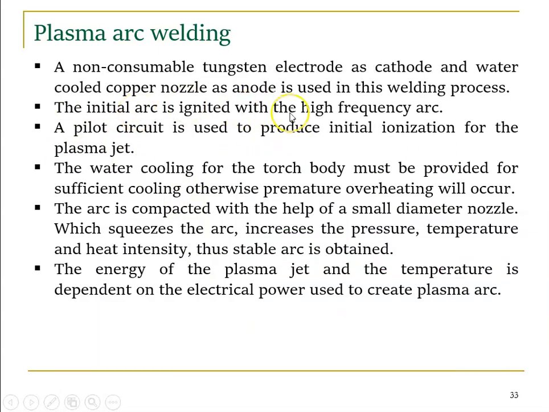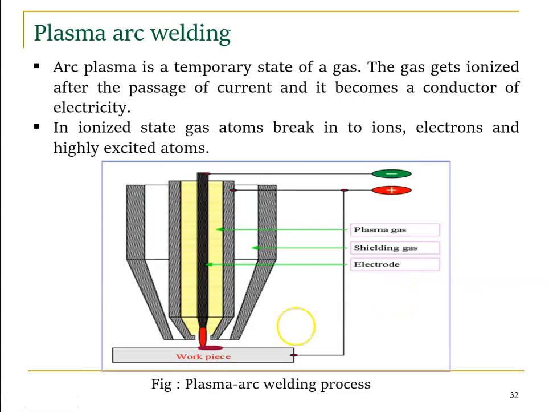The initial arc is ignited with a high frequency arc. A pilot circuit is used to produce initial ionization for the plasma jet. The water cooling for the torch body must be provided for sufficient cooling, otherwise premature overheating will occur. The arc is compacted with the help of a small diameter nozzle which squeezes the arc, increasing the pressure, temperature and heat intensity. The stable arc is obtained. So the energy of the plasma jet and the temperature depend on the electrical power used to create the plasma. The nozzle is used to generate a focused beam.